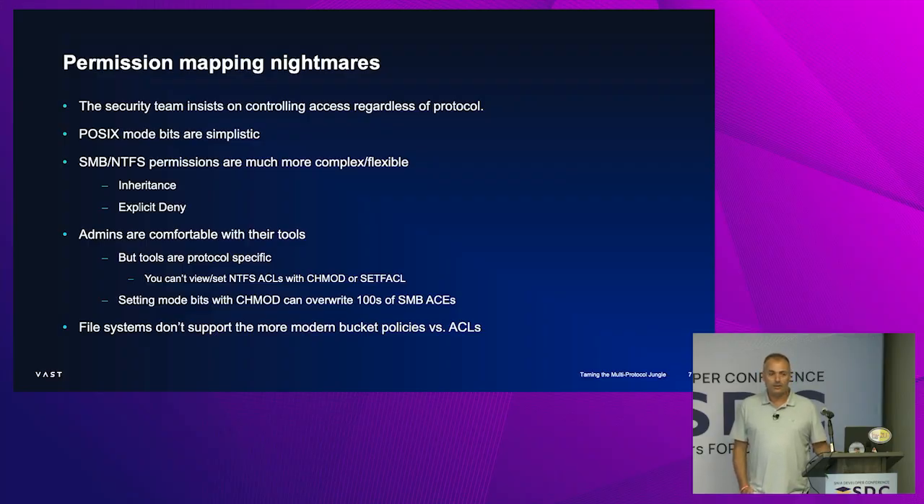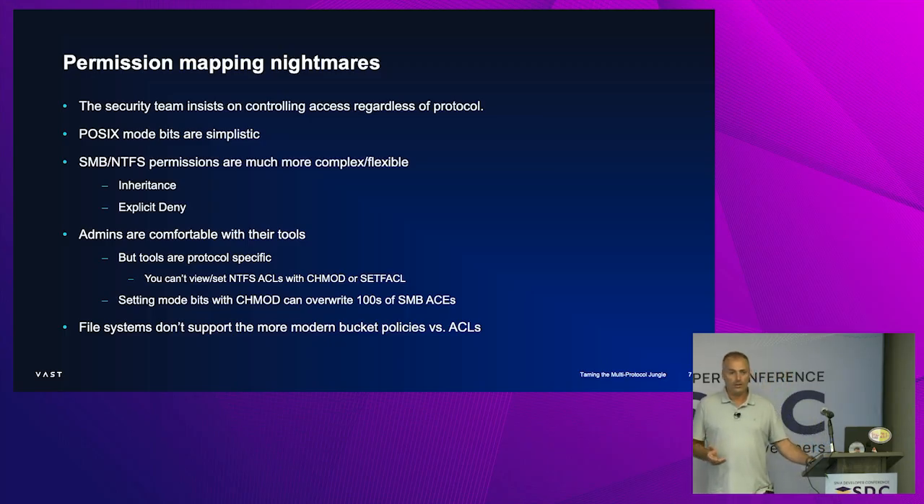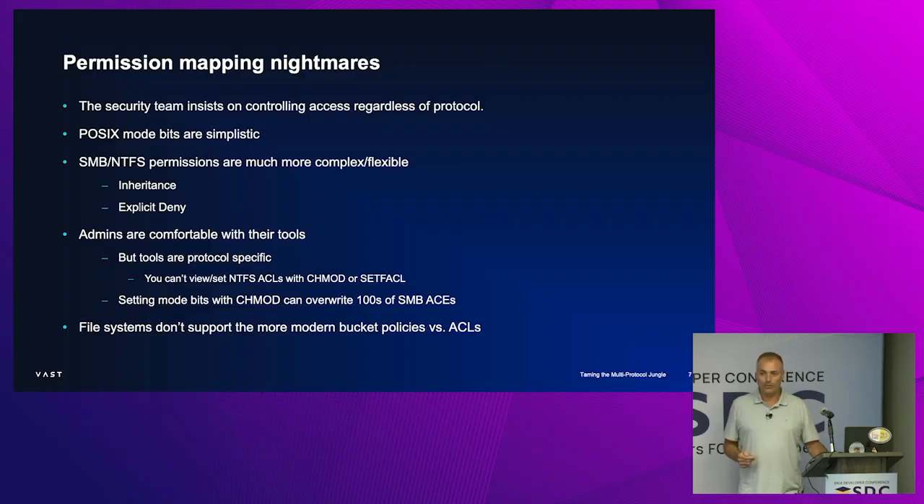But then this creates complications because I can create a file from SMB with a long ACL with, I don't know, 200 entries. And when a Linux client comes in and gets the ACL, it will only get the modebits, and it is unaware of the long ACL. And if it runs chmod, then that ACL will go away. And I mentioned that before, file systems don't support advanced permission management solutions like buckets and identity policies.